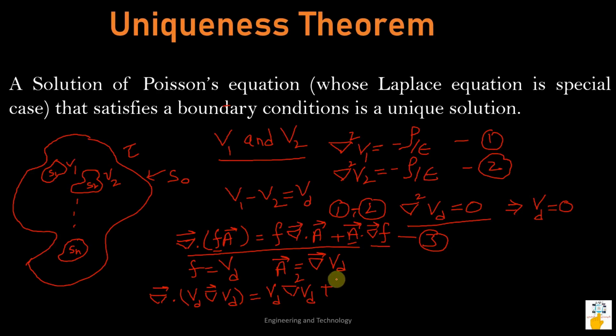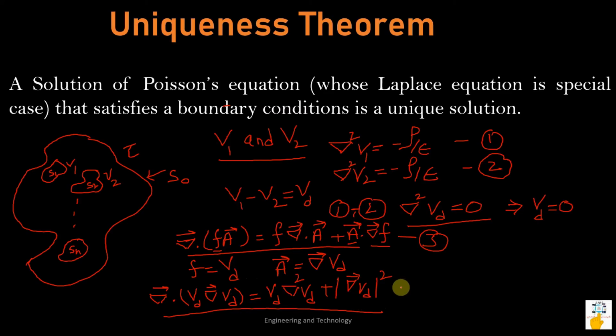So del Vd dot product, that will be written as del Vd whole square. Okay, so this is what we get by putting the value of this f and A.